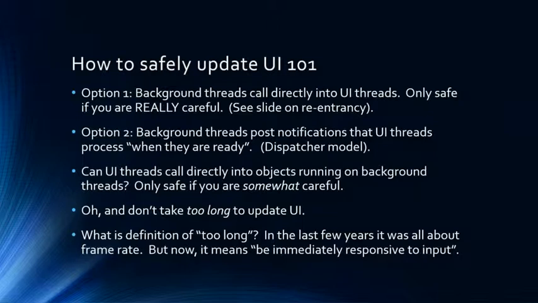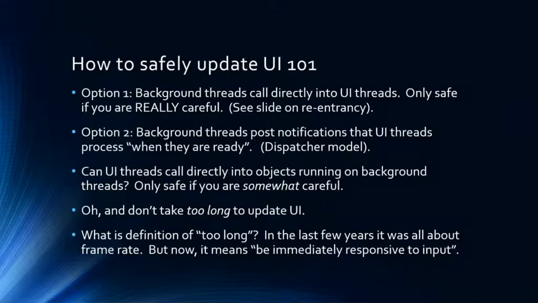So how do I deal with this? So let's talk about the cases that matter. Option one: you have this background thread. Can it call directly into the object running on the UI thread? Turns out this can be safe, but it's pretty difficult to guarantee that it's safe. The second option is the pattern we call the dispatcher, which says, I'm going to post a notification on that thread, and please get to it when you can. And it turns out that's the model I'm going to recommend for you.